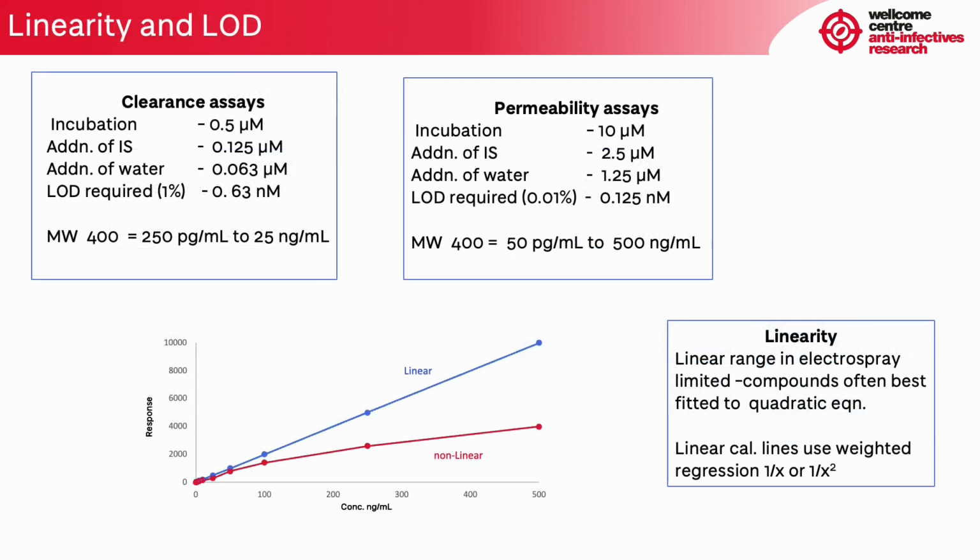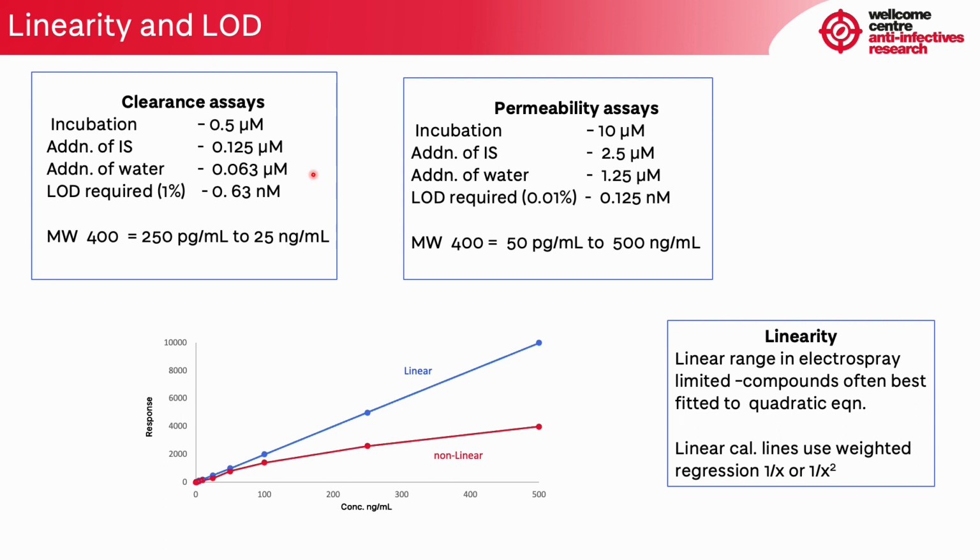Both assays use different incubation concentrations. Permeability assays are often performed at 10 micromolar, whereas clearance assays are performed at a much lower concentration in order to prevent saturation of the various metabolizing enzymes. Typically, clearance is performed at half a micromolar starting concentration. However, following dilution with the internal standard and organic, and then water, the initial concentration to be analyzed is now much lower, in this case 0.063 micromolar.